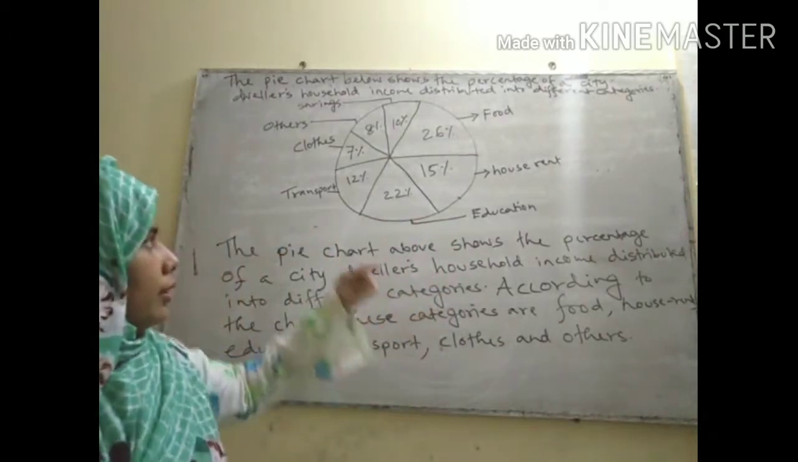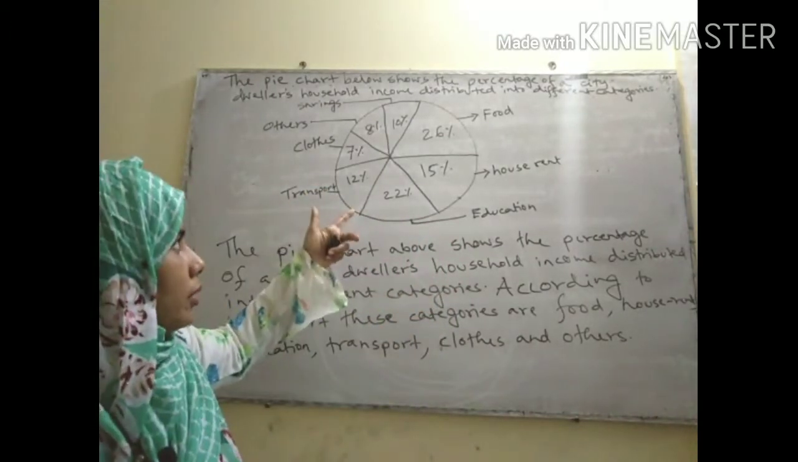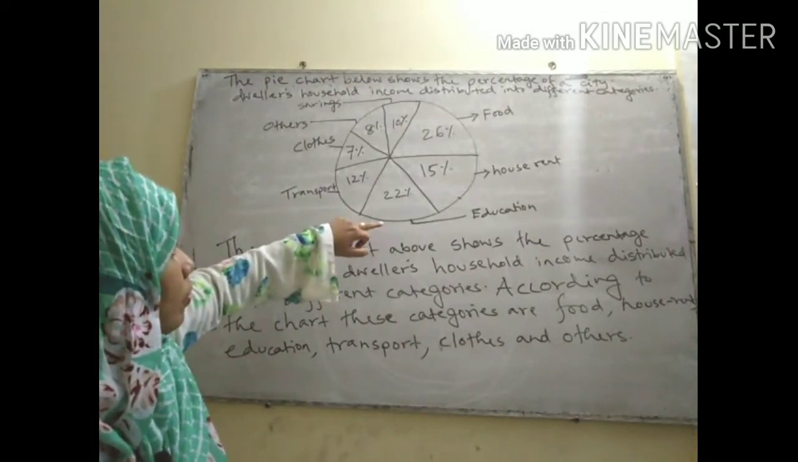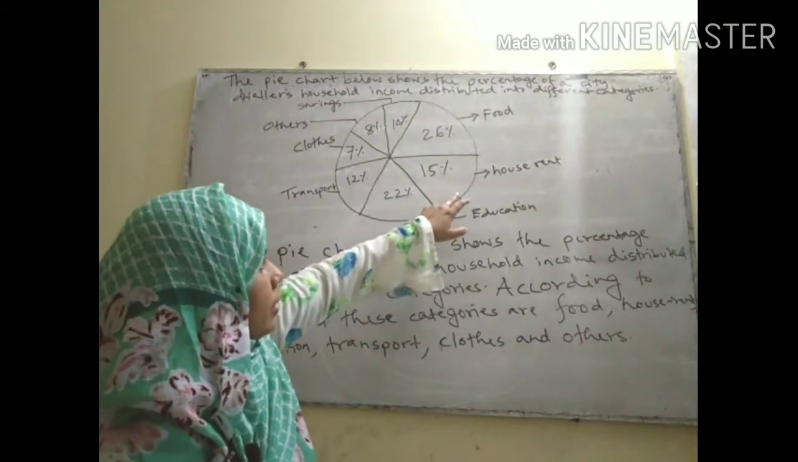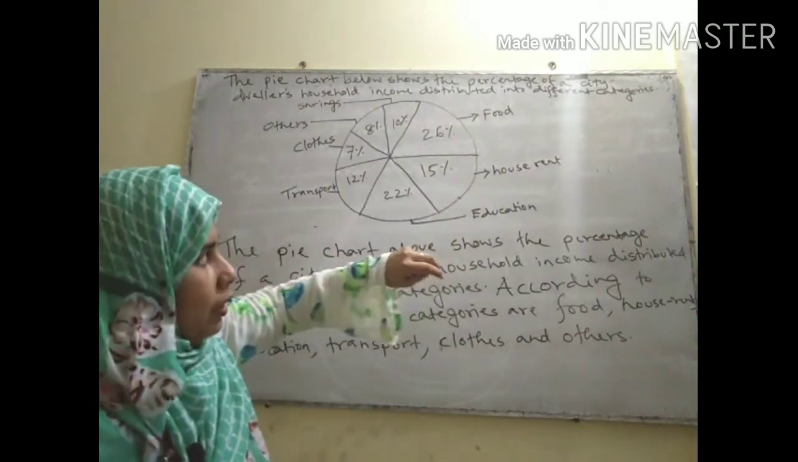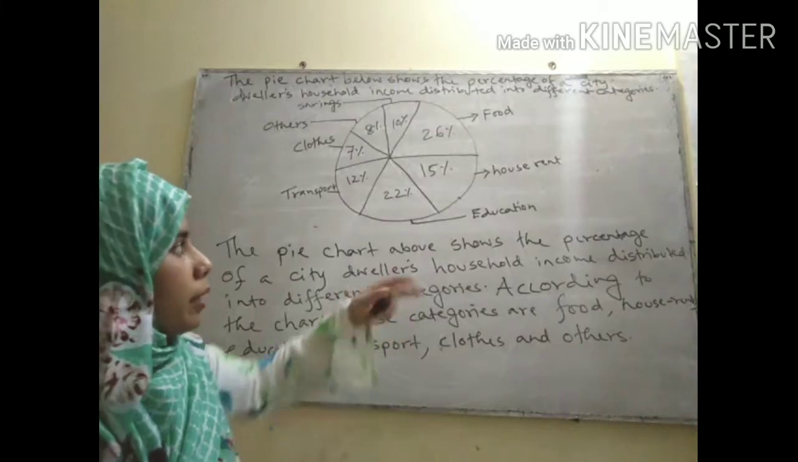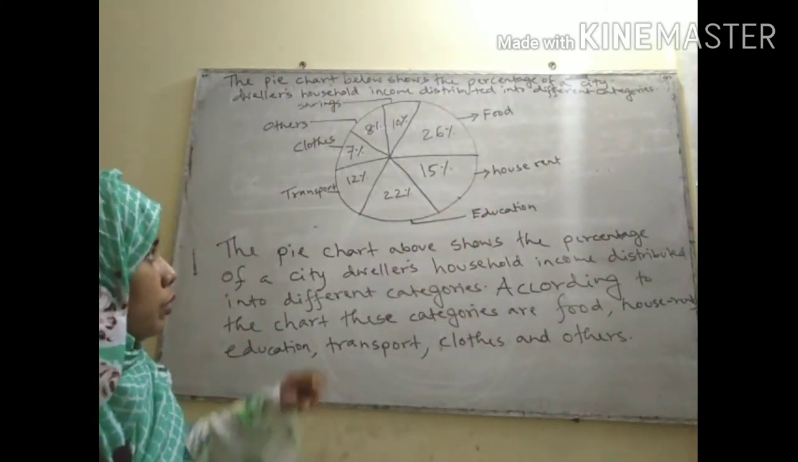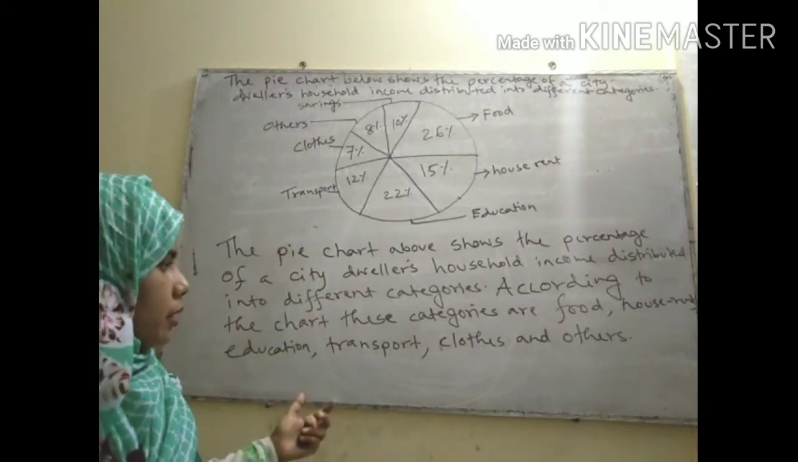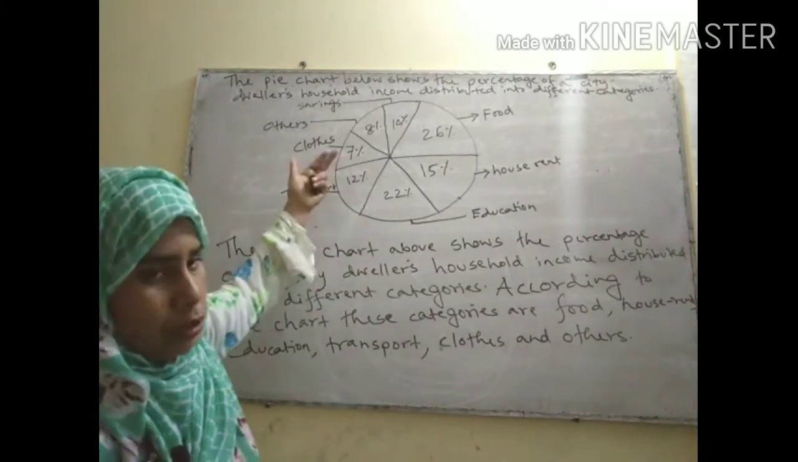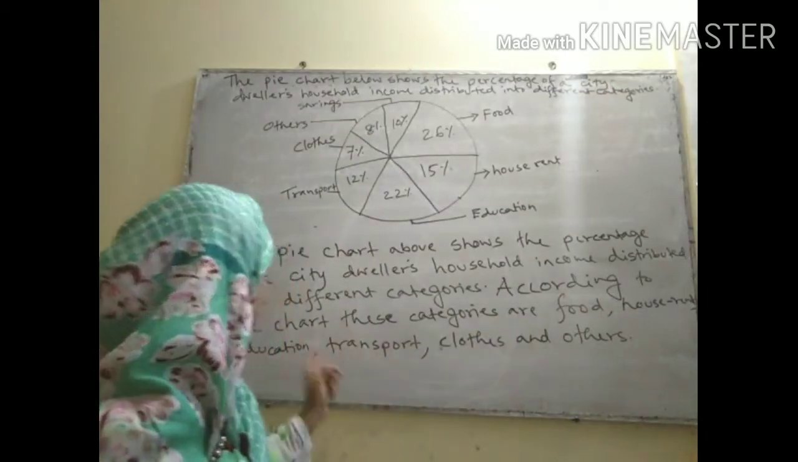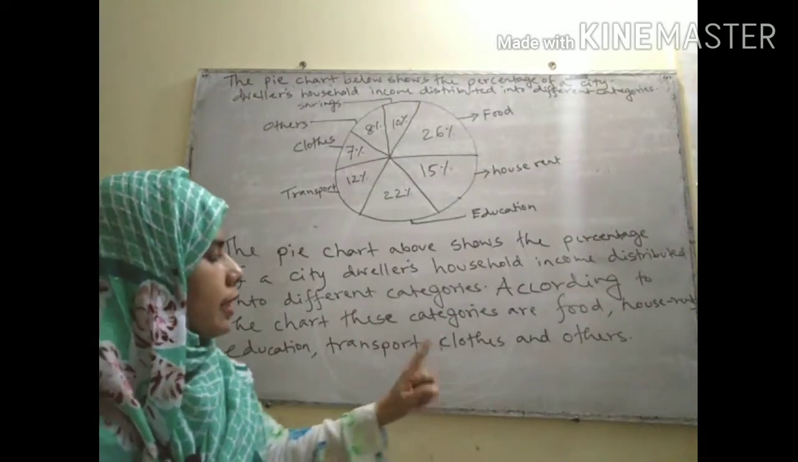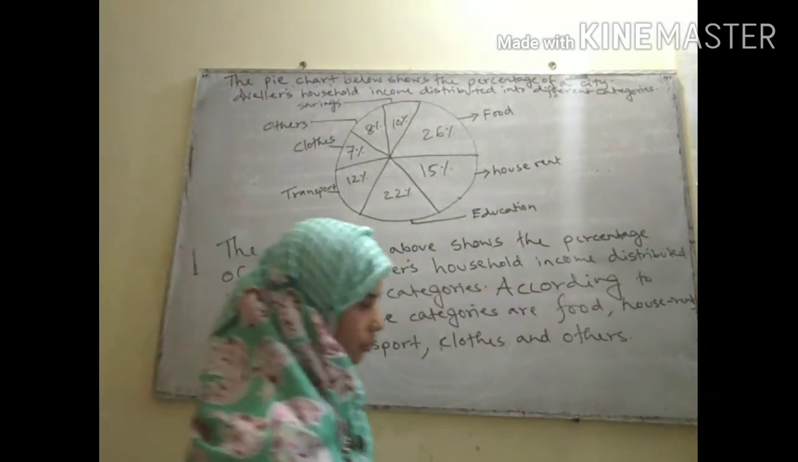Okay, so these categories may differ in your question paper. Perhaps there is no house rent. Okay, if the dweller lives in his own house, then there will be no house rent. So the category may vary, but you will describe according to the chart. So according to the chart, these categories are food, house rent, education, transport, clothes and others.